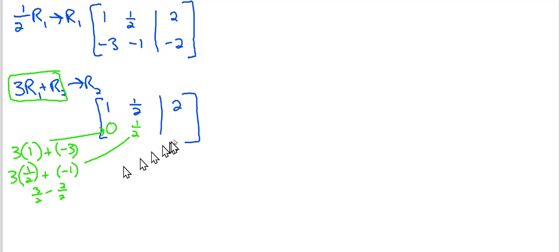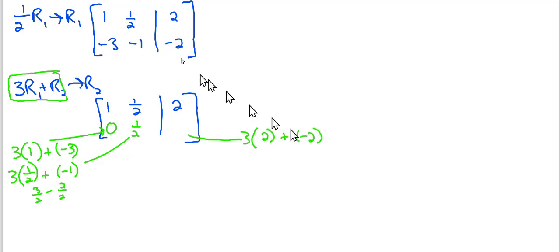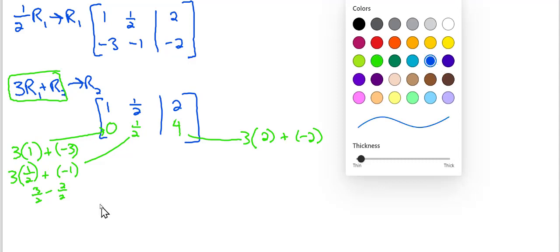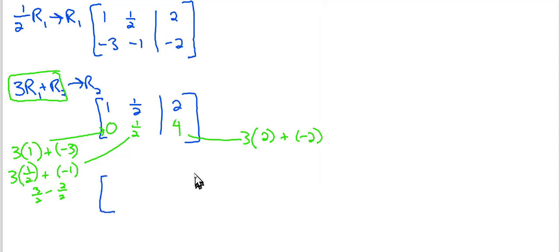Then I need to do the same thing for this spot. I'm going to come out this way. 3 times the row 1 entry. I'm literally pointing to this 2 up here, plus -2, the row 2 entry. 3 times row 1 plus row 2. That's 6 minus 2 is 4. I have my first column exactly the way I want it. Yay, right? Now I move to the second column.